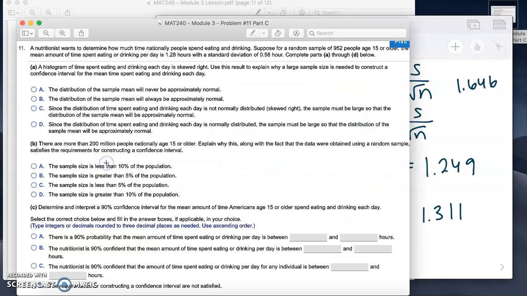So if we were to go back over here and pick the one that best fits, it says the nutritionist is 90% confident that the mean amount of time spent eating or drinking per day is between, we would say 1.249 and 1.311 here. I already did check it, and those answers are correct. So I hope that helps you a little bit with the T distribution.